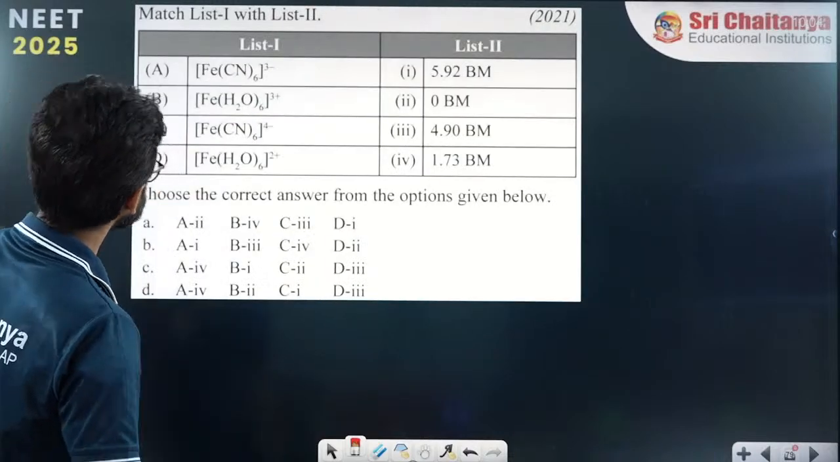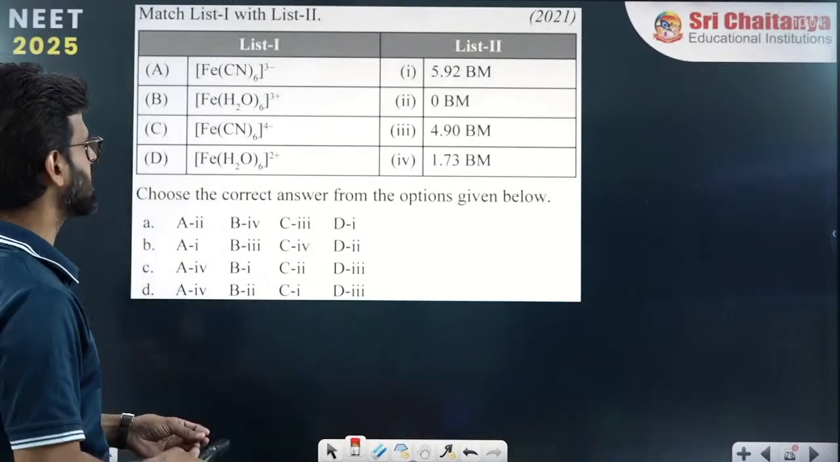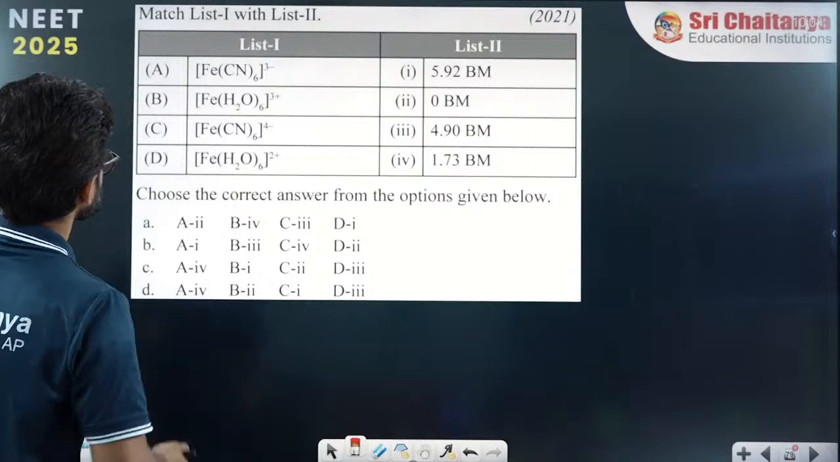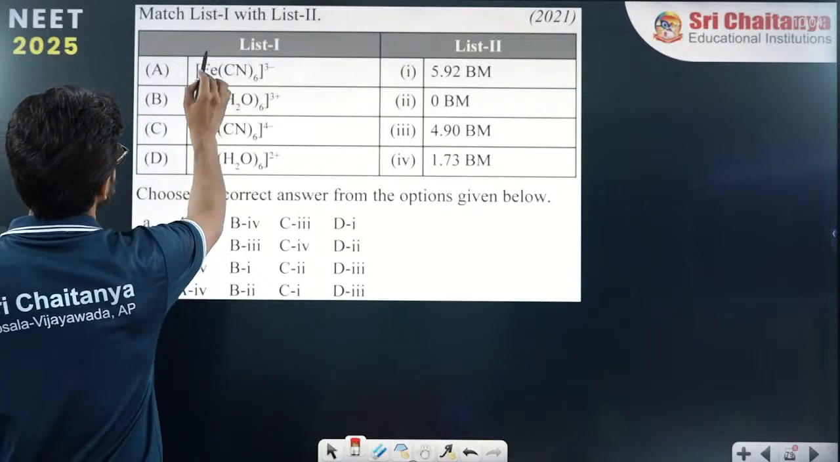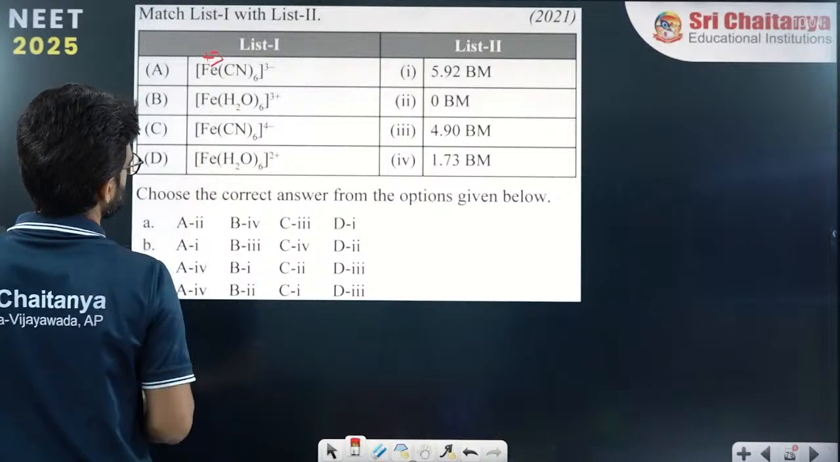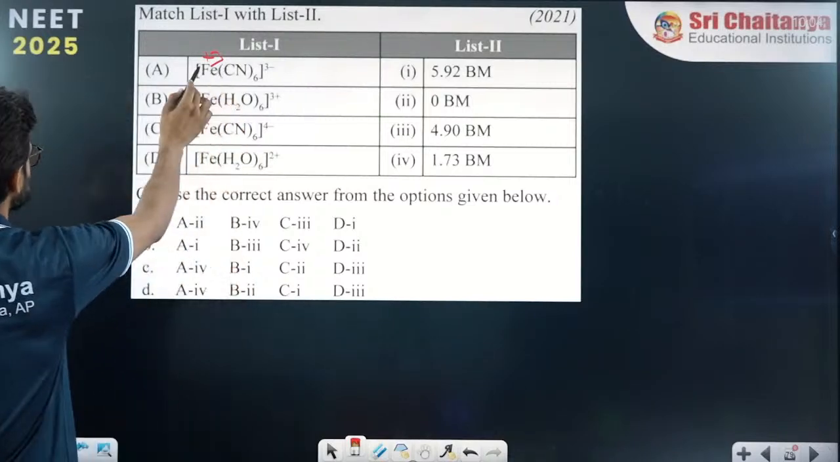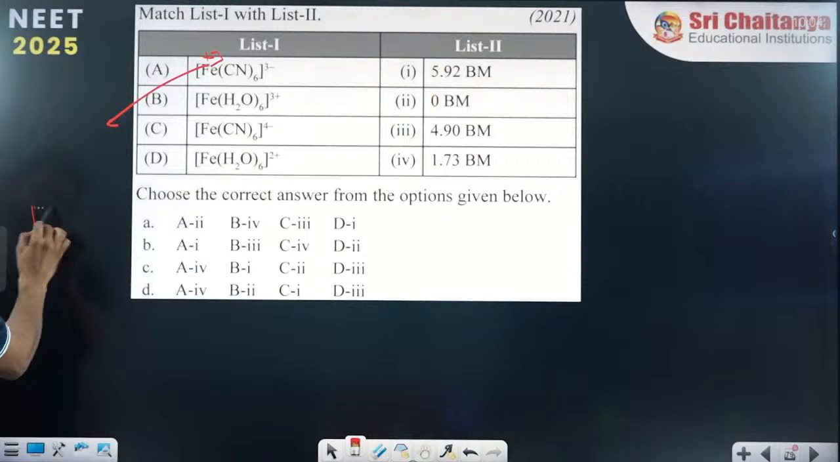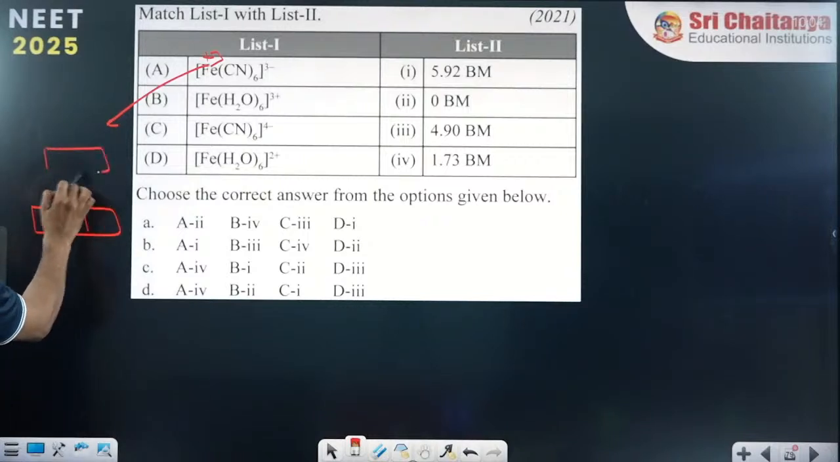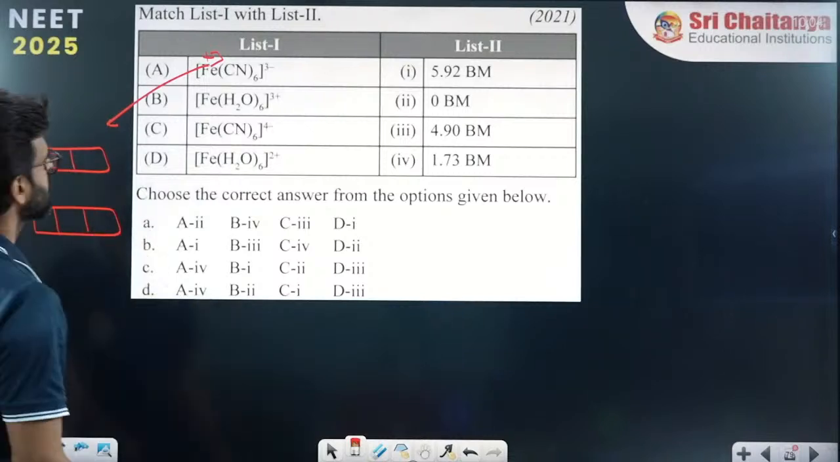Okay, now here we can see they are asking the magnetic moment of the given complexes. Here if we look, Fe is +3, and we have a strong ligand. So I will give one example. You have to solve every question of octahedral complexes using the diagram of CFT. Don't use the diagram of VBT.